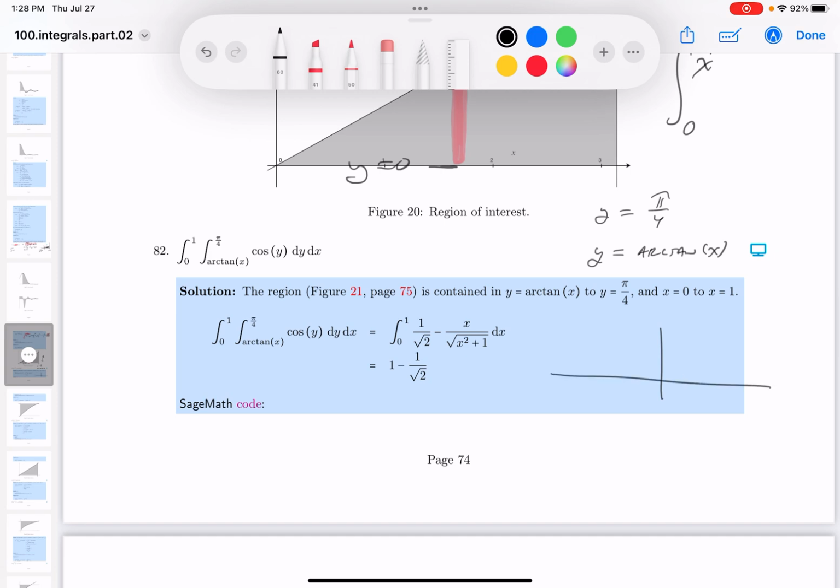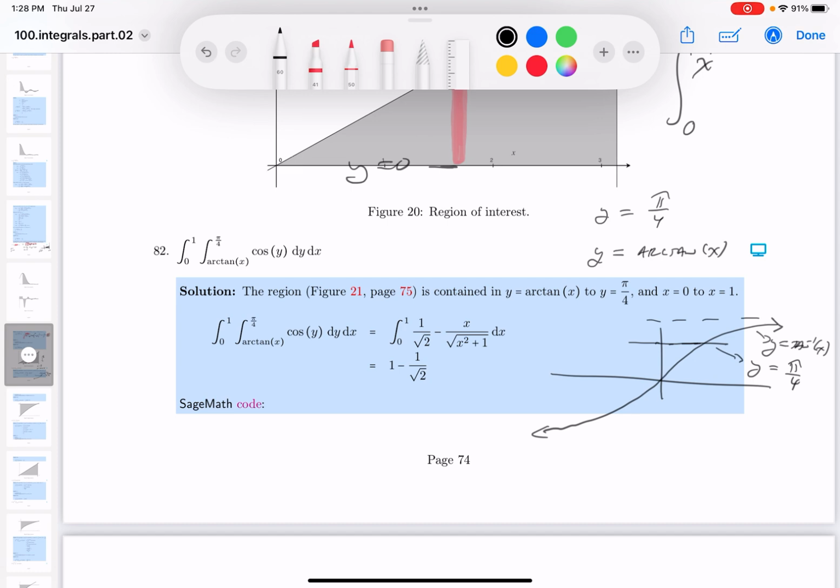I mean, the arctangent looks sort of like this over here. And then pi over 4 would look like, well, this asymptotic here, pi over 2. So pi over 4 is over here somewhere, all right? So this is y equals the arctangent of x. And this line over here is y equals pi over 4. All right, I still don't have a region yet.